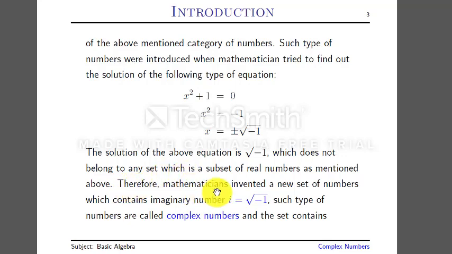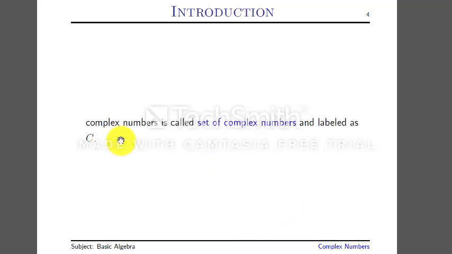Therefore, mathematicians invented a new set of numbers which contains the imaginary number and labeled this type of imaginary number with iota, i. Such numbers are called complex numbers. A number which contains such an imaginary number is known as a complex number, and the set containing complex numbers is called the set of complex numbers and labeled as capital C. A set must be labeled by some capital letter, and the set of complex numbers is labeled by capital C.